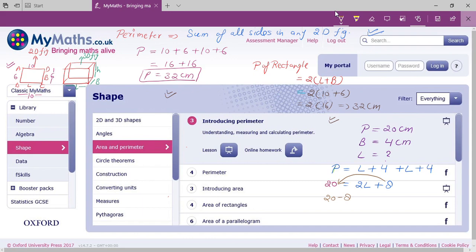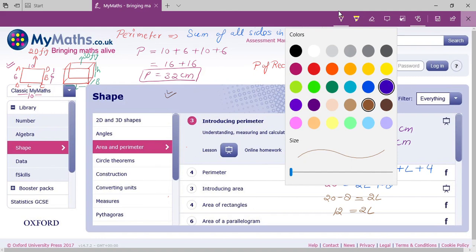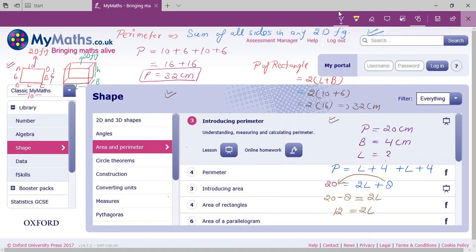So 20 minus 8 equals 12 will be here. And then it will be 12 here. 12 equals 12. Now you can see that 12 equals 12. Or you can also write it this way, like 2L equals 12. And then L equals 12 by 2. And then again, you have to reduce that. When you reduce, 2 ones are 2, 2 sixes are 12, and you'll get 6 as your length.